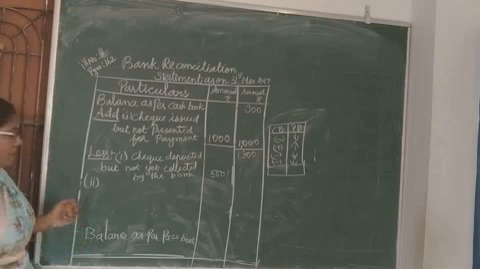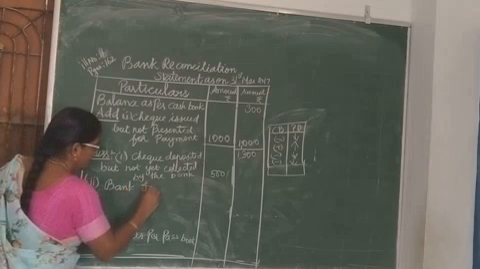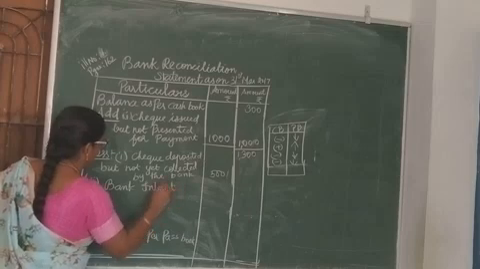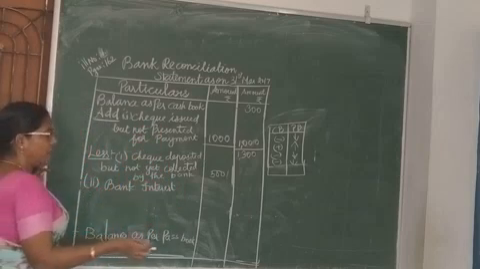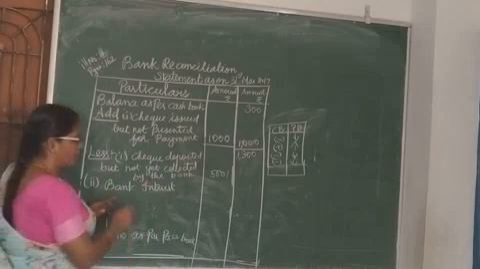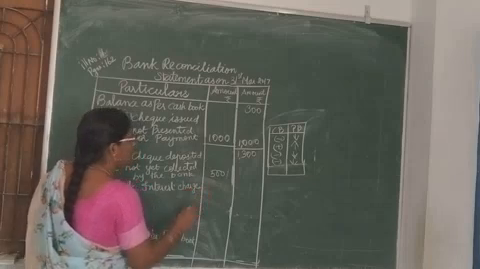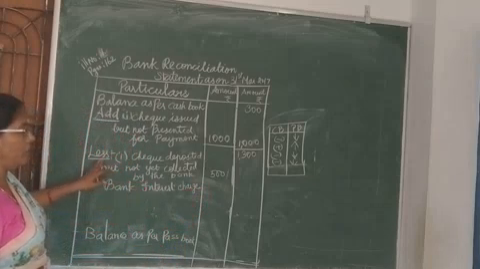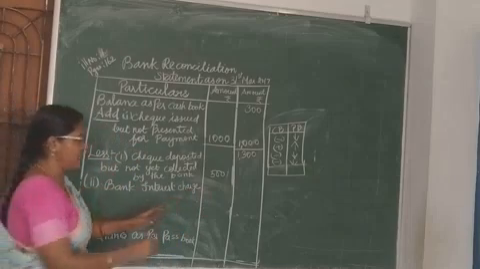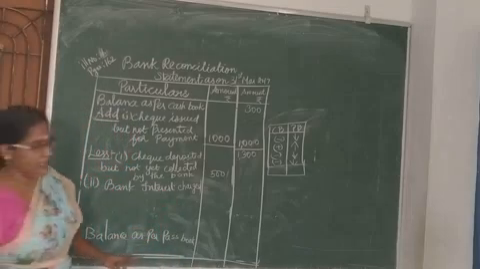Bank interest charge. Already we have seen interest charge means from our bank account they are reducing the money. So it will decrease the balance. So the bank interest we are going to minus, we are going to less. Bank interest charge. What is the amount? The amount is 100.